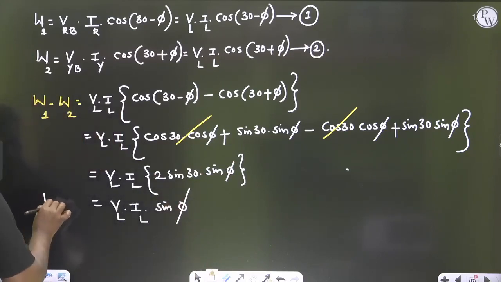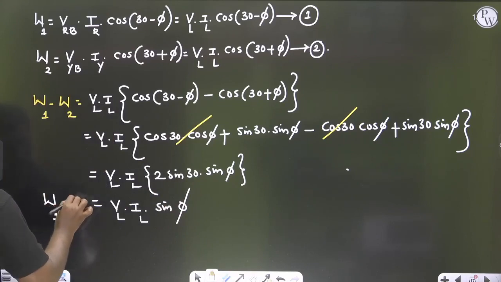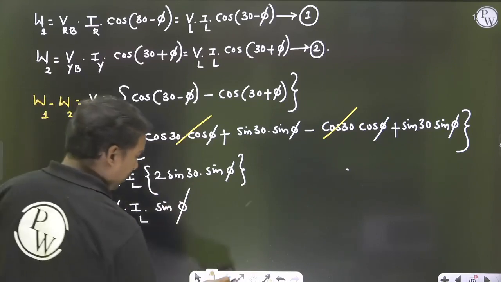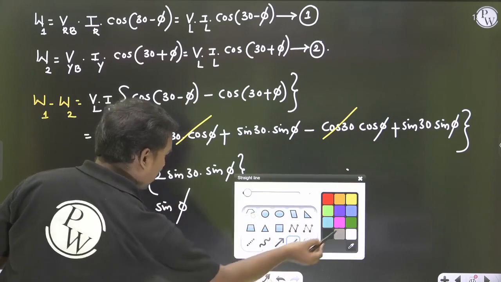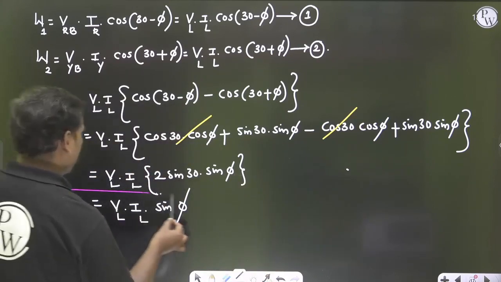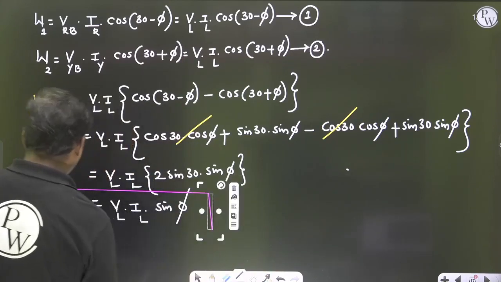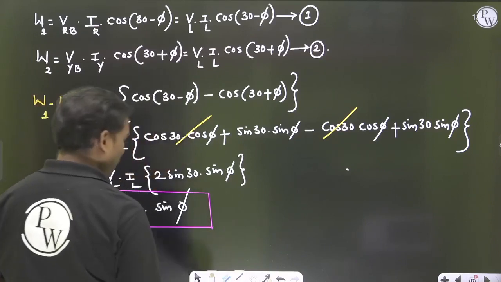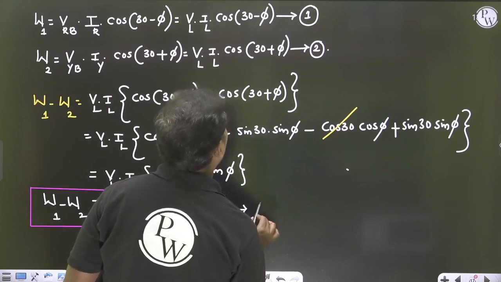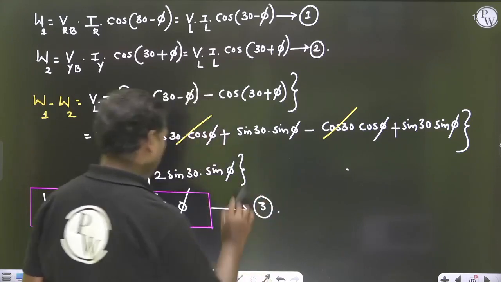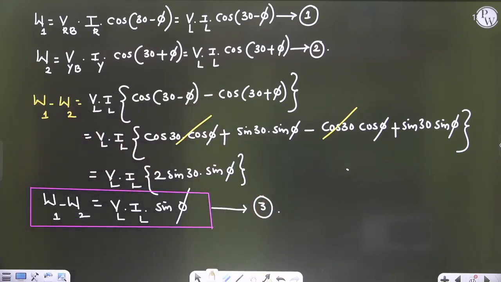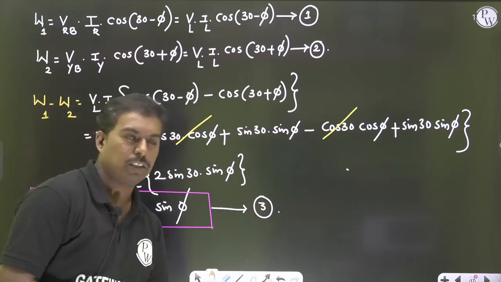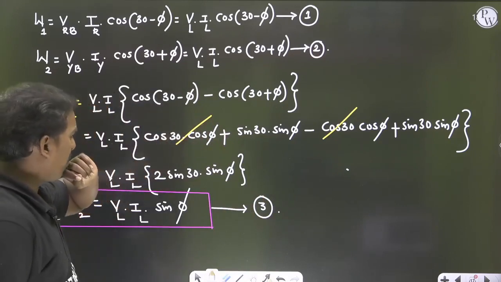You observe closely, this is the equation for reactive power. Am I right or not? If I write VL is equal to root 3 VPH, here itself we got an expression. So let us keep this as equation number 3. Got it? Similarly, if you go for plus, what is going to happen?